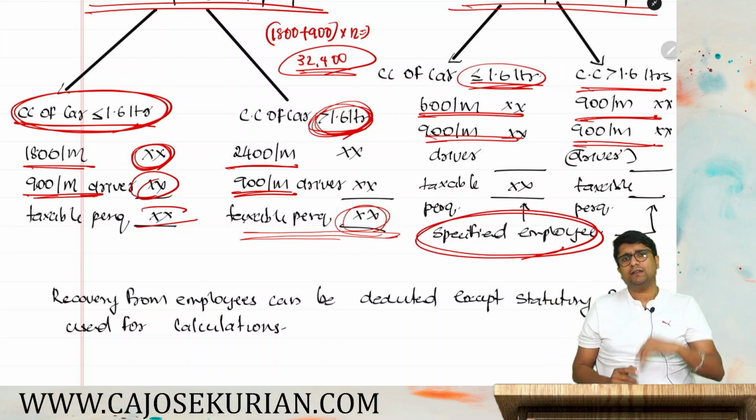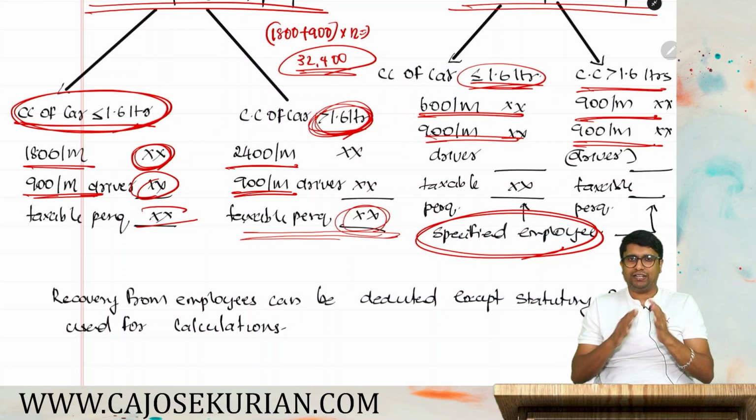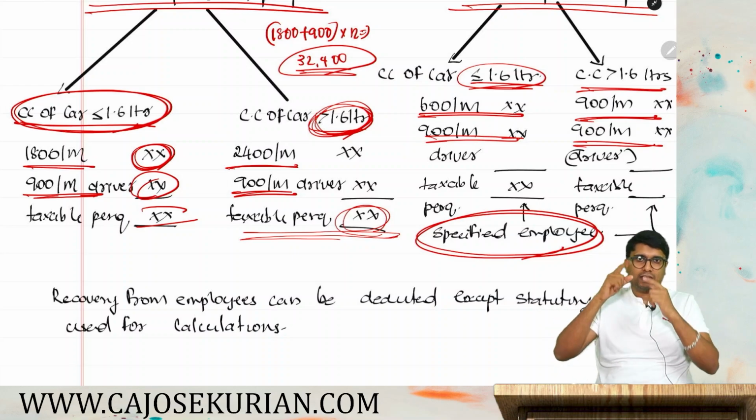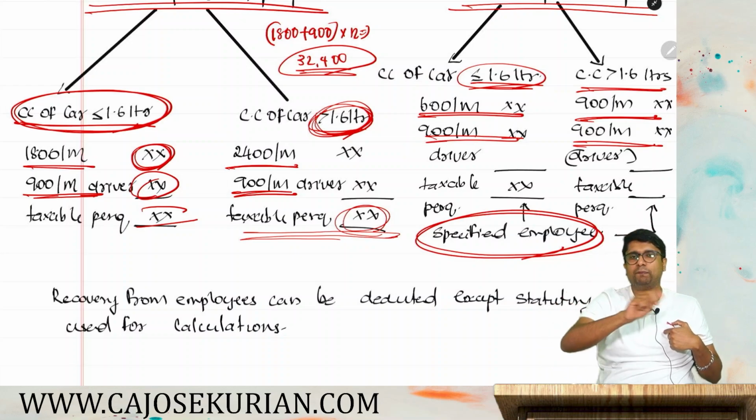Let's summarize this. Car owned by employee, maintenance and running charges met by employee, no perquisite in whatsoever manner because I am not getting any personal benefit. Car owned by employee, maintenance and running charges met by employer, official purpose, nothing.